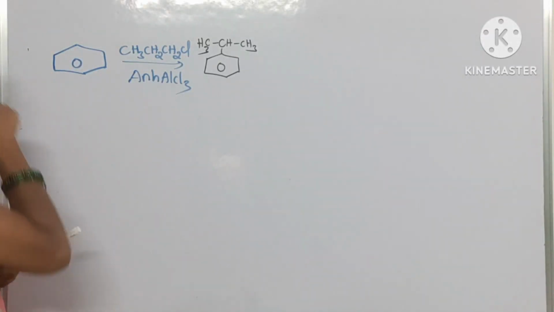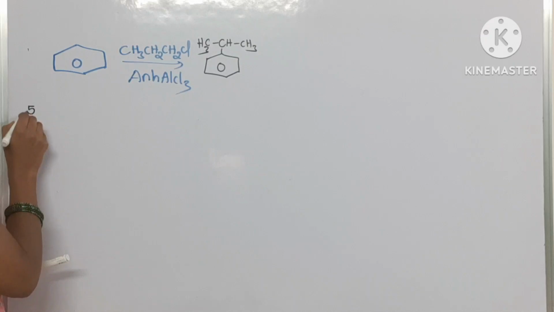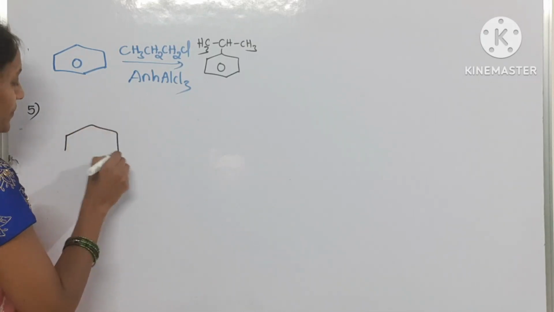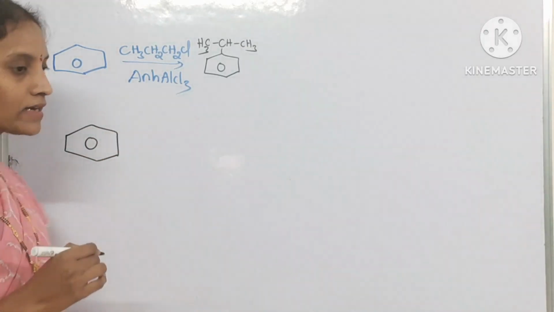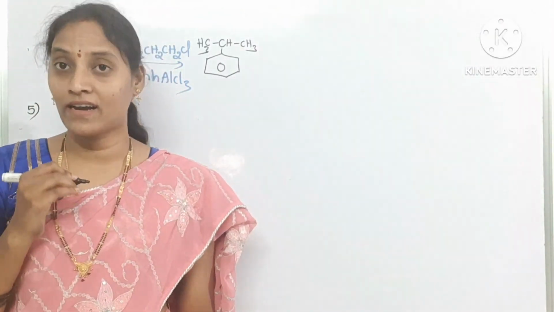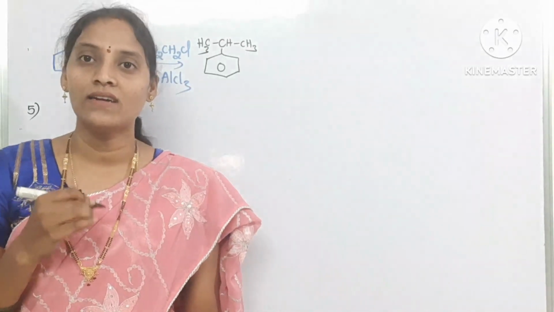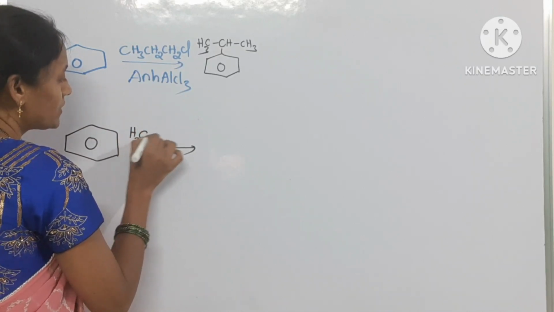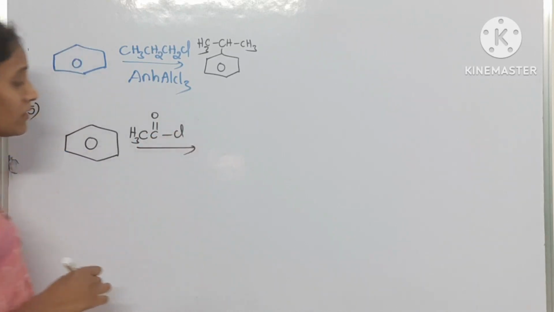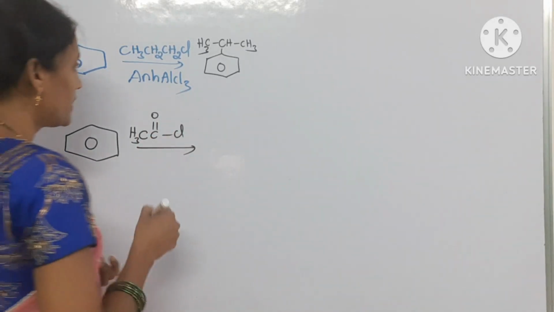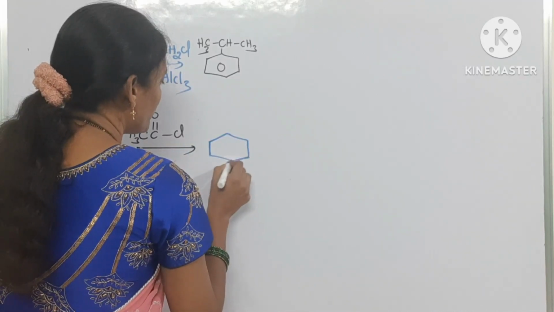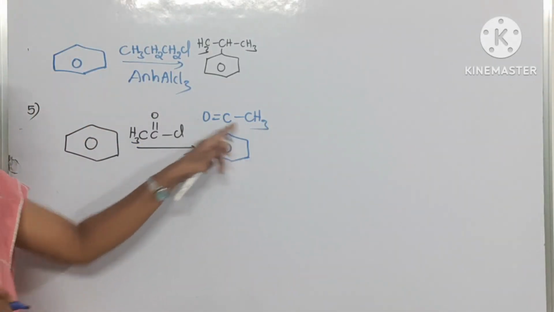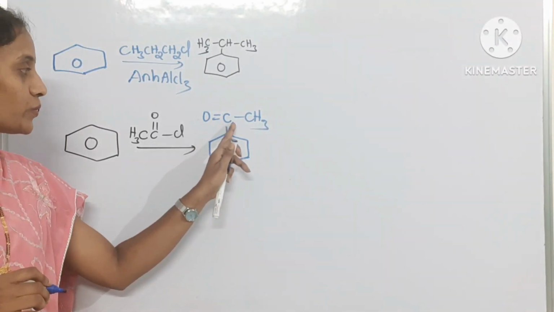Okay, then coming to the next one, the fifth one, acetylation. If you see acetylation, benzene reacts with acetyl chlorides or anhydrides, acetic anhydride or acetyl chlorides, then you will get acetyl benzene, or acyl benzene. See, you can take this example, CH3COCl. This is the acetyl chloride. So here you will get acetophenone as the product, C double bond O CH3. CH3CO+ ion is formed, and that ion is going to attack the benzene ring.